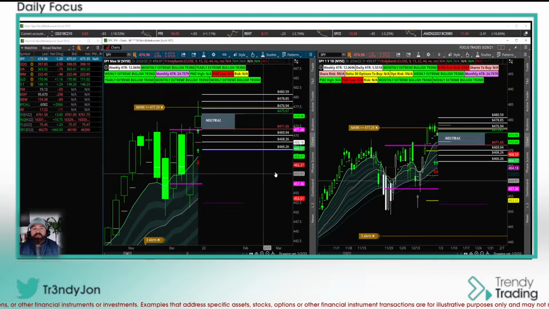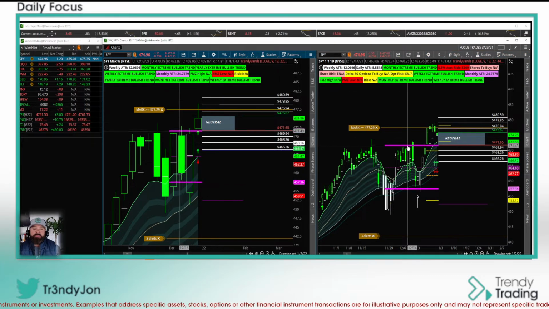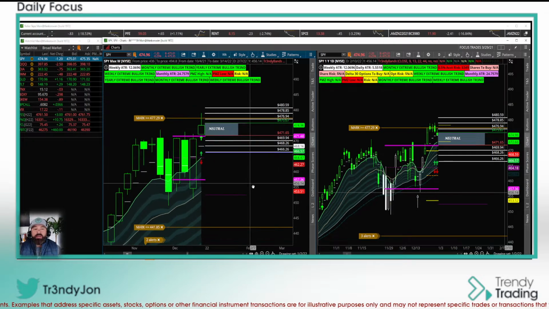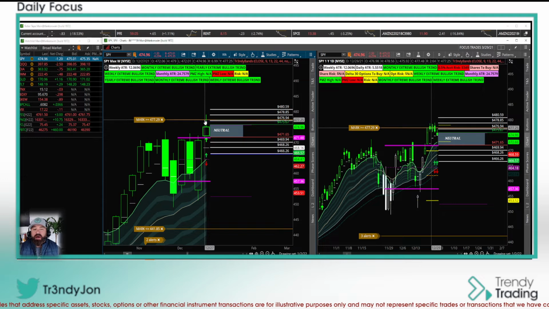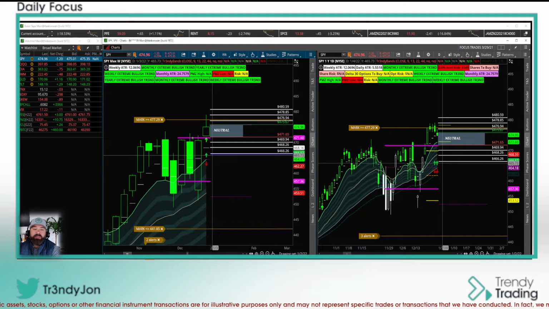So first thing I'm going to tell you about is we have the weekly on the left, and then on the right hand side we have the daily. On the weekly, we are currently working on a continuation candle to the upside. I do have a buy signal here. Notice that we have this pink level here. This is called the trendy edge. Anytime price is under there, we're looking for it to reject. Once it pushes over, we're looking for this area to be support.